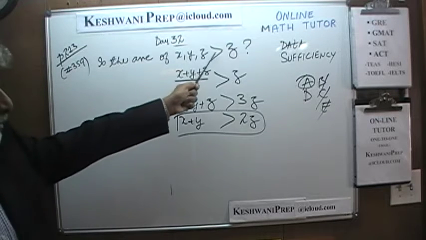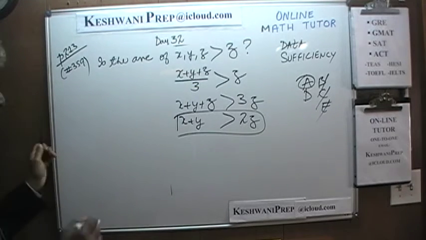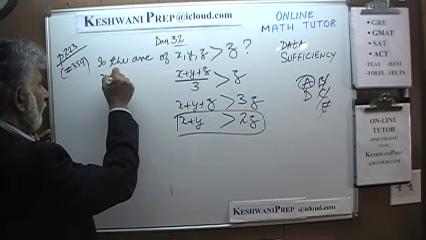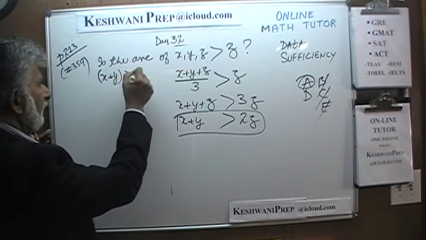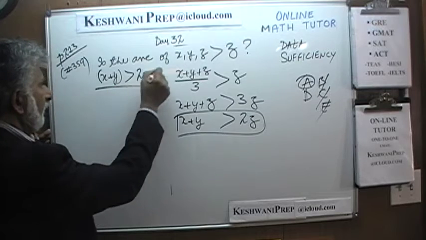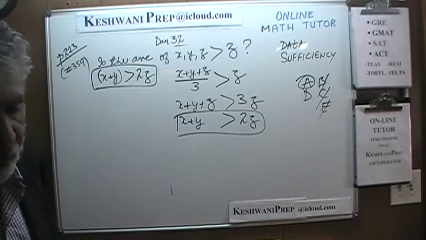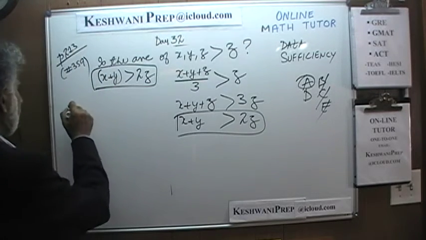So let's not put the question in this awkward way. Let's put it in something manageable. Is the sum of x and y more than twice the quantity z? Let's see what the first statement tells us.